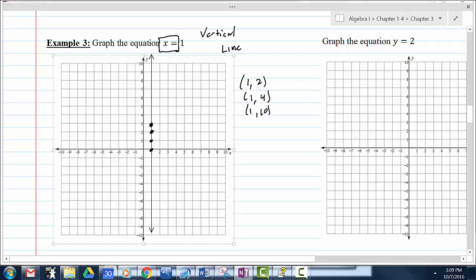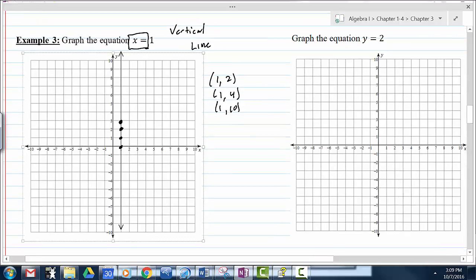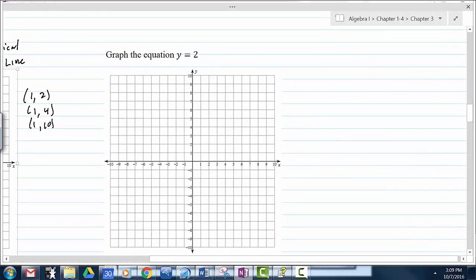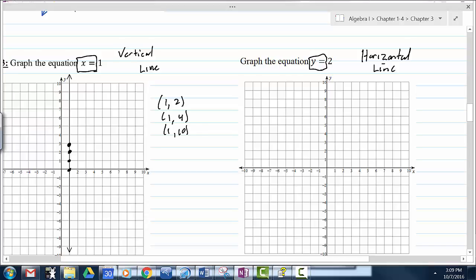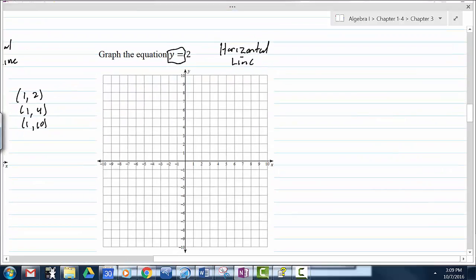As I just wanted to point out to you, anytime you see an x equals, it's talking about a vertical line. Y equals, it's going to be a horizontal line. So anytime you see a y equals, it starts with y equals, and you just have a number on it, just like with x equals you have just a number, you're talking about a horizontal line.